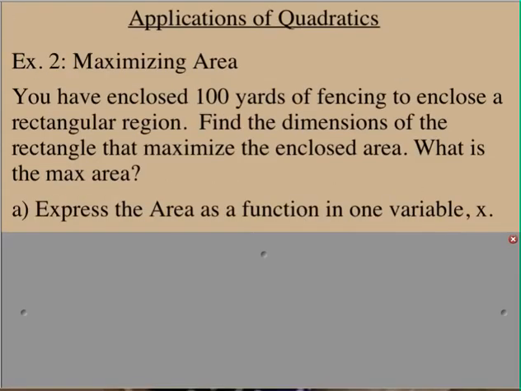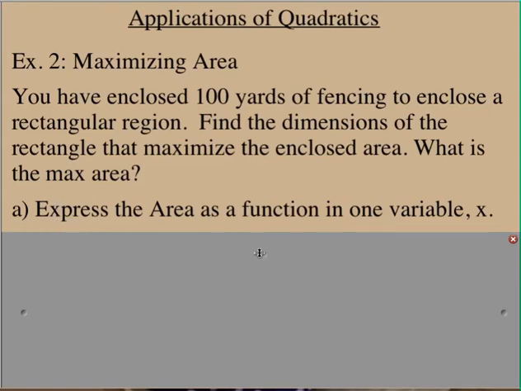And then the last example that I have is maximizing area, and this is actually going to use what we learned in the last section of Chapter 1 when it came to writing equations of area of rectangles and using the perimeter as well to write the area formula in one variable. So for example, let's say you have 100 yards of fencing to enclose a rectangular region. Find the dimensions of a rectangle that maximize the enclosed area. What is the maximum area?